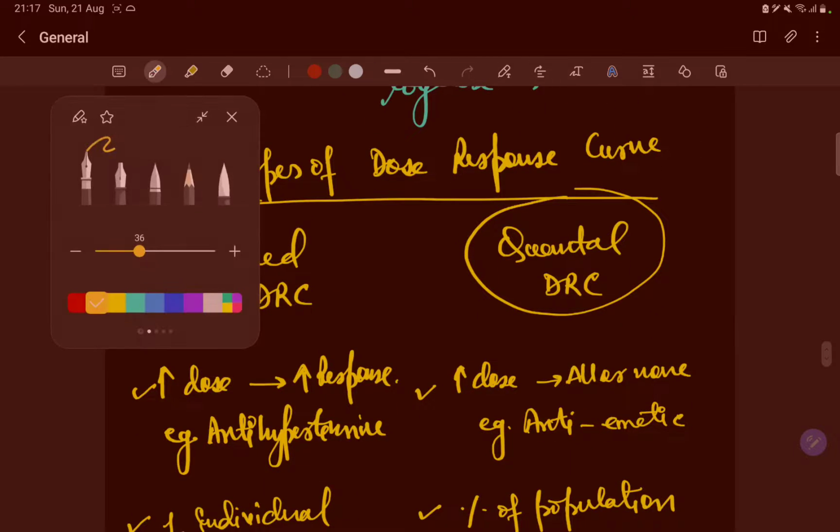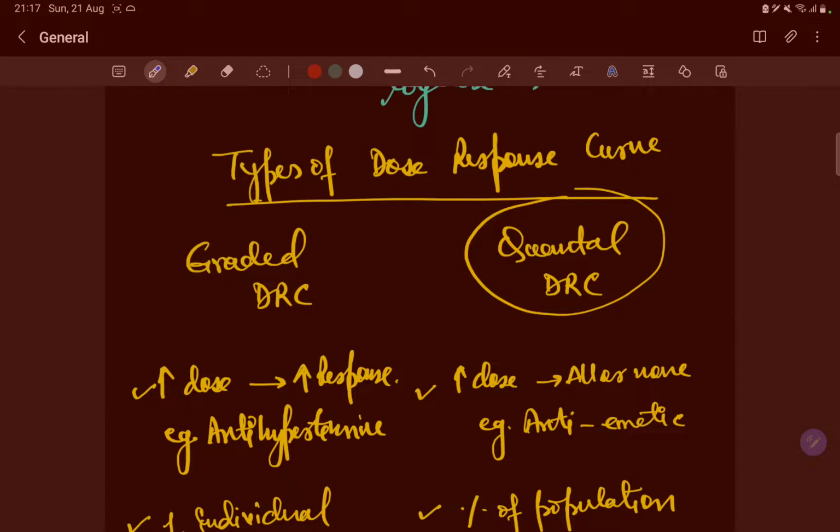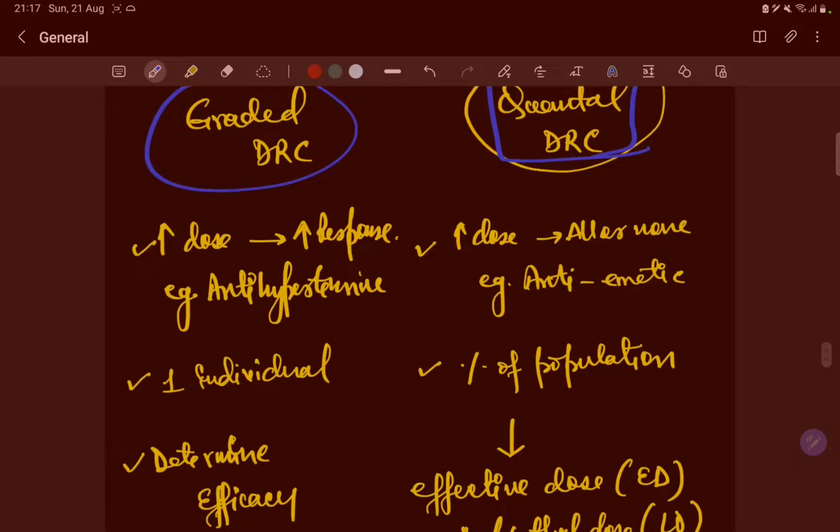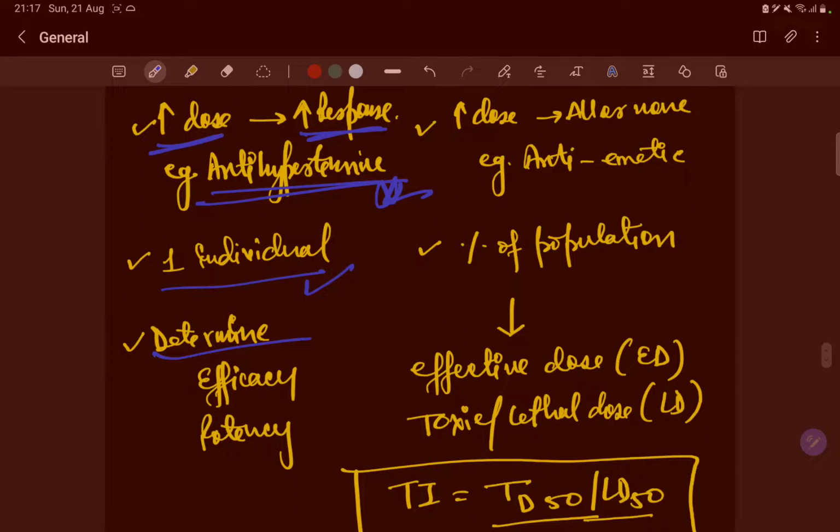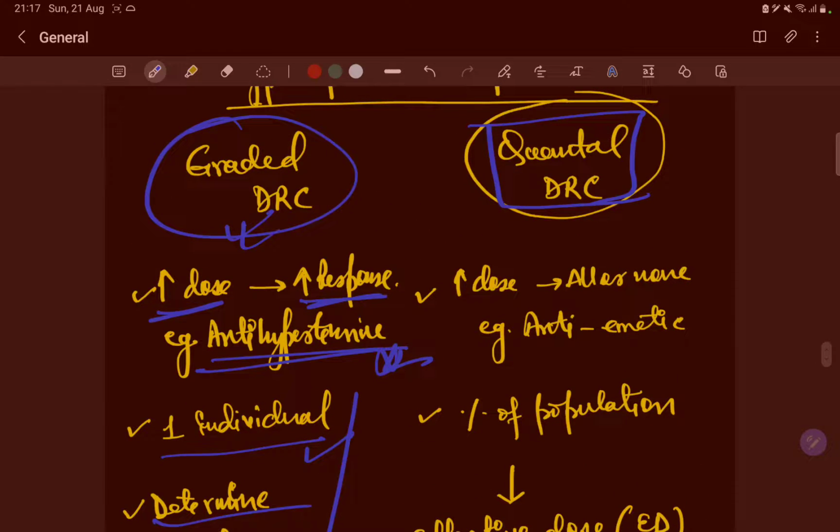Okay, the types of dose response curve, as you can see over here, are the graded dose response curve and the quantal dose response curve. In the graded dose response curve, an increase in the dose will increase the response. For example, antihypertensive. Okay, we increase the doses, they increase the response. So in one individual we can judge. Okay, now determining the efficacy and potency for one patient is the graded dose response curve.